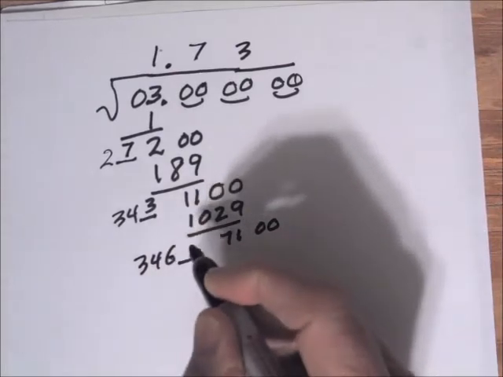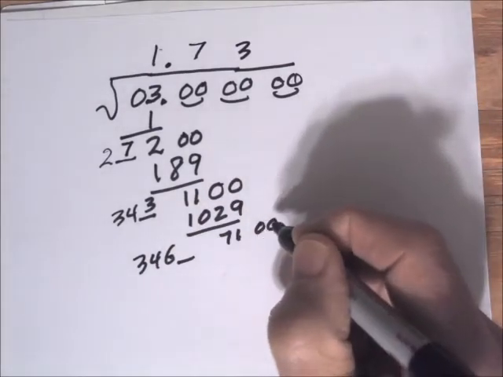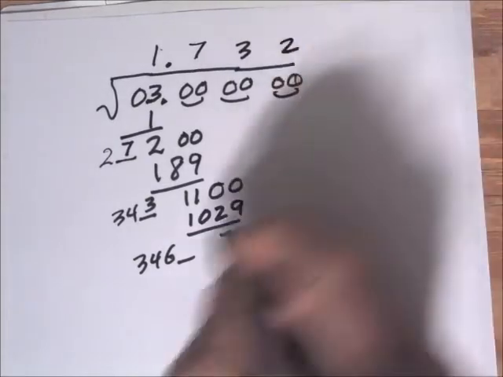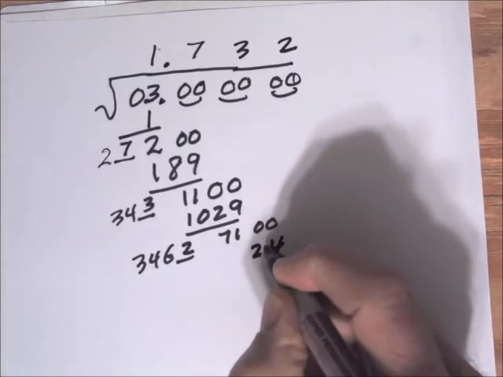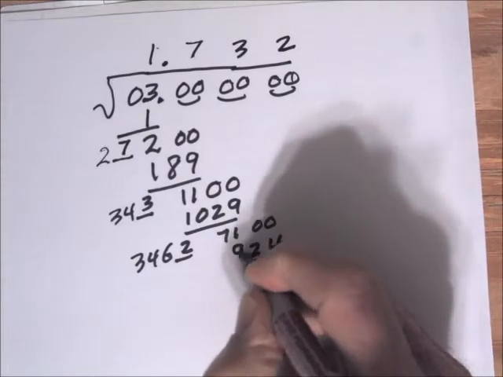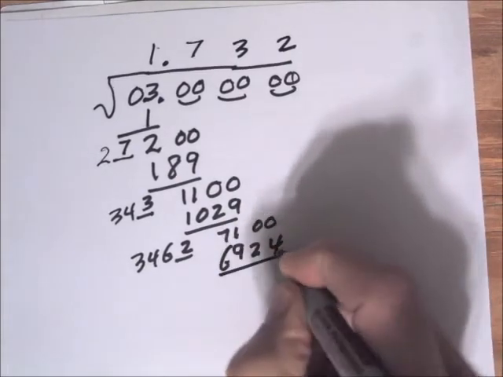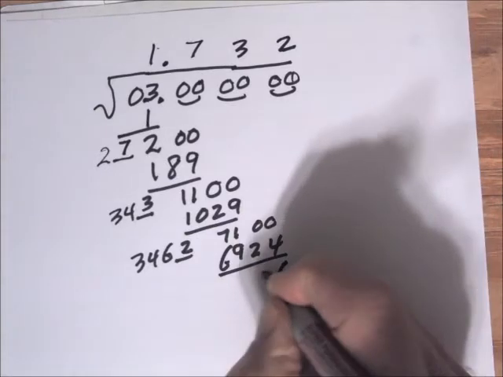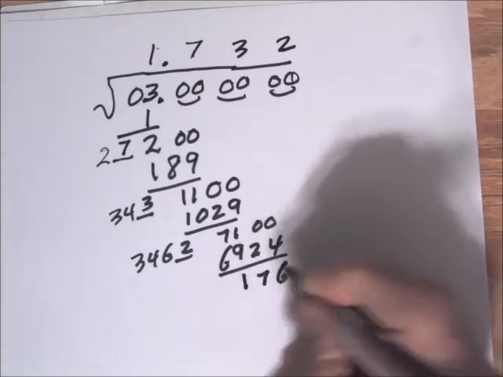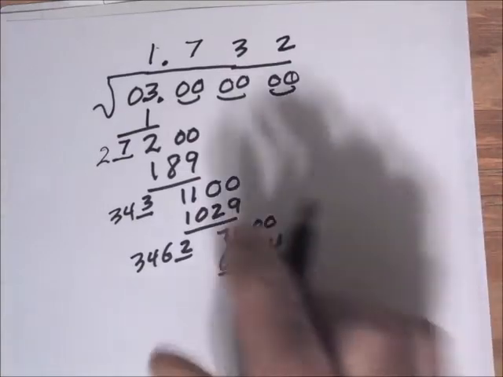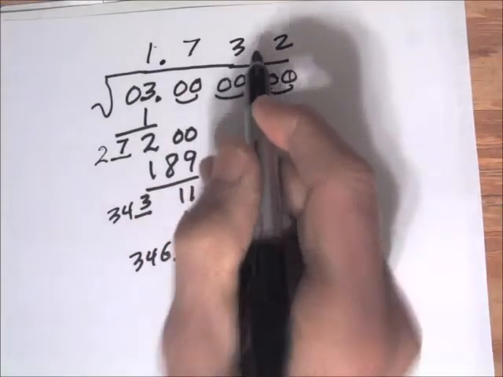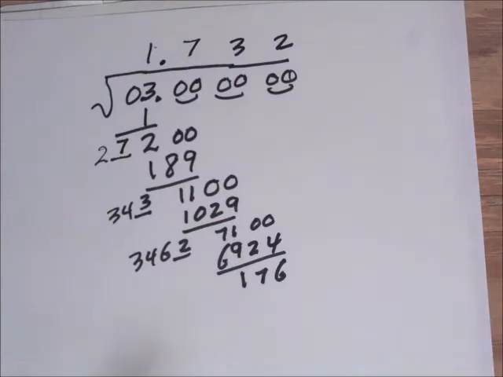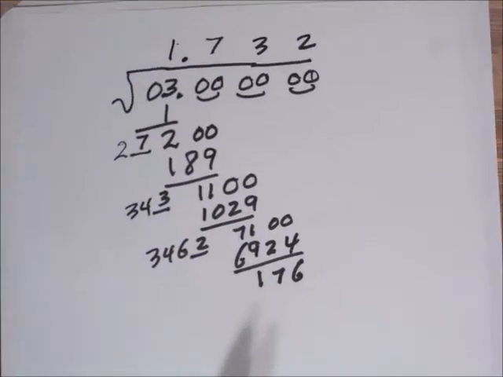So 3,460-something into 7,100. We'll estimate 2 times. So I'll put a 2 on top, a 2 down here. 2 times 2 is 4. 2 times 6 is 12. Carry the 1. 2 times 4 is 8, and 1 is 9. 2 times 3 is 6. And you get remainder, let's see, 6, 7, 176. Okay, so this is reasonably close. With linear approximation, we got 1.75. This is 1.73 using an exact method. So that's reasonably close.